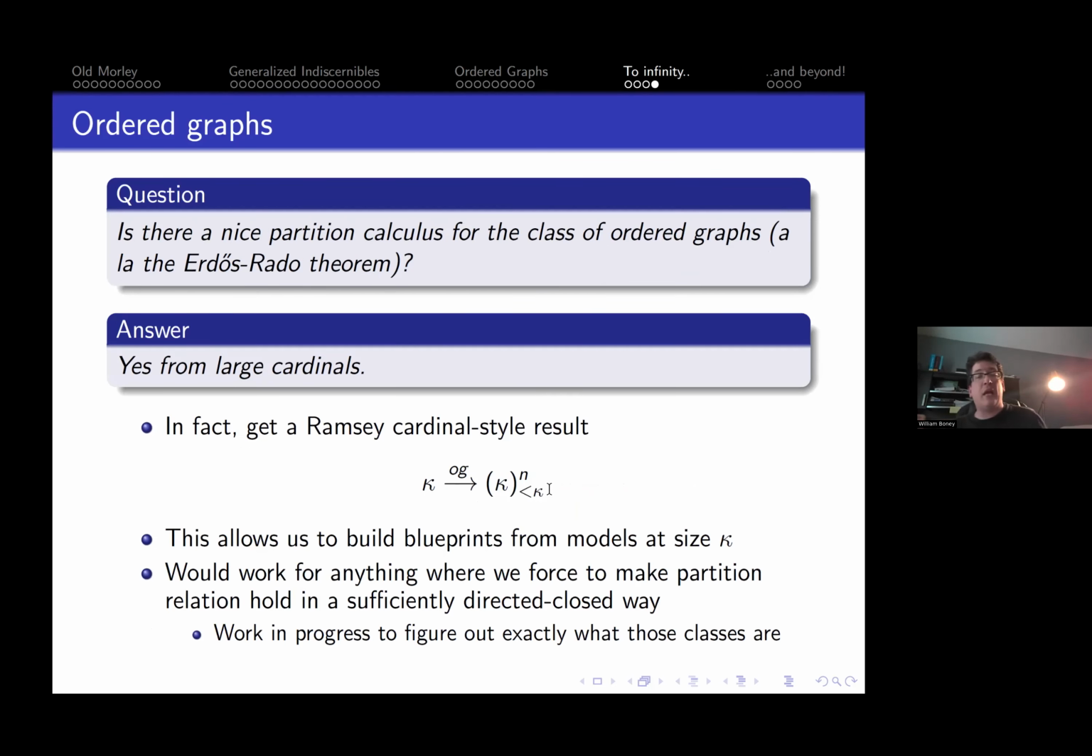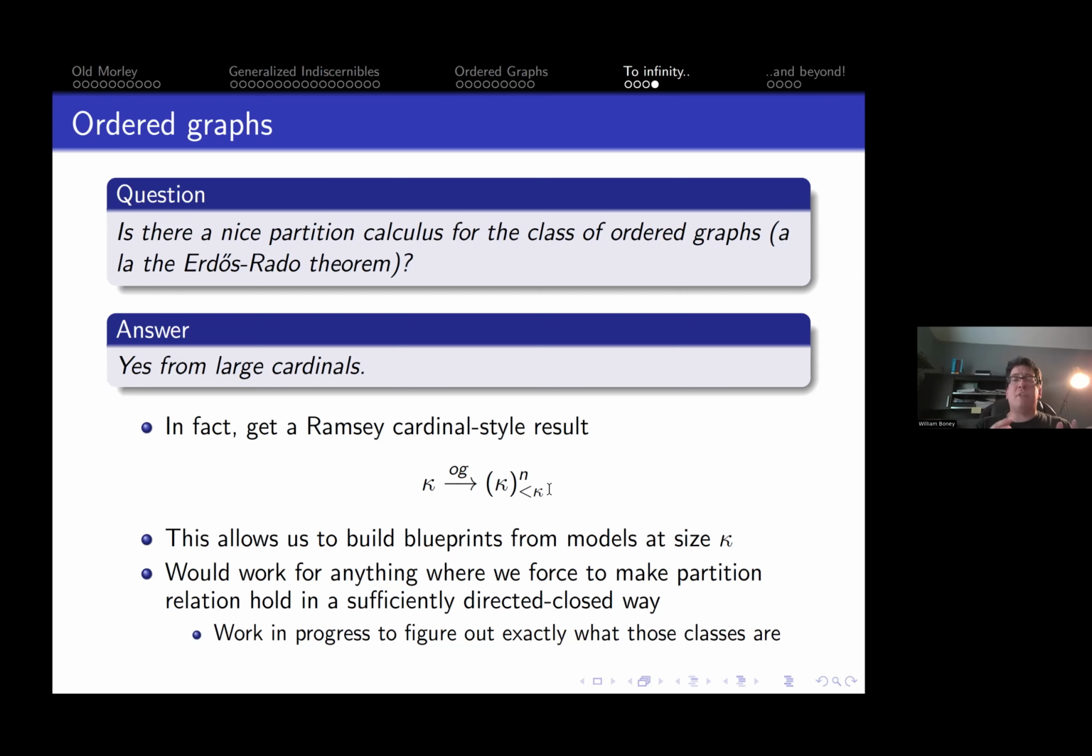And so that gives you this nice Ramsey cardinal result. And so if you had a Laver indestructible supercompact, you could build blueprints as you normally do. And this works for anything you can force to make this partition relation hold in a sufficiently directed closed way. And there's some work in progress to figure out exactly what those classes are. But this is one way to extend this result: to take a large cardinal, and you get this nice Ramsey result, and then you get a lot of ordered graph indiscernibles.